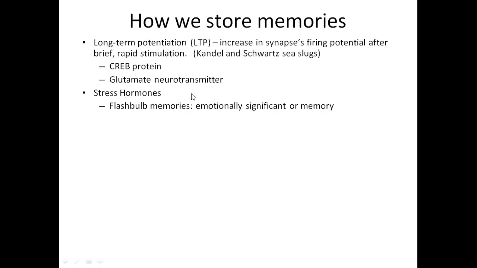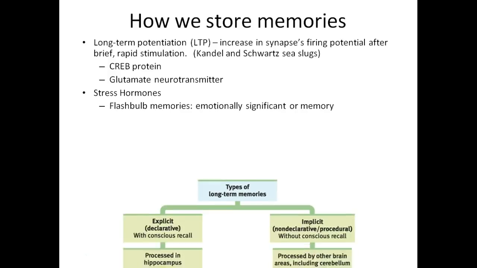Another way that we can store memories is when we have stress hormones. When we have stress hormones in our body, it's usually because there's a traumatic event, and so we're more likely to remember that information. We call that a flashbulb memory, something emotionally significant or emotional memory. Where were you on September 11th? Where were you when JFK was assassinated? Those are the types of things that you probably remember very clearly, and that's because of the stress hormones in your body at that time.